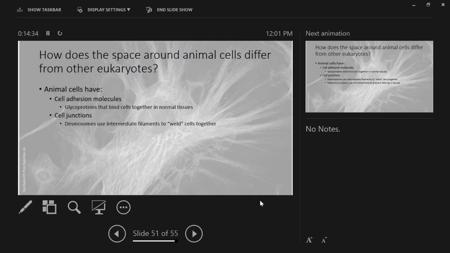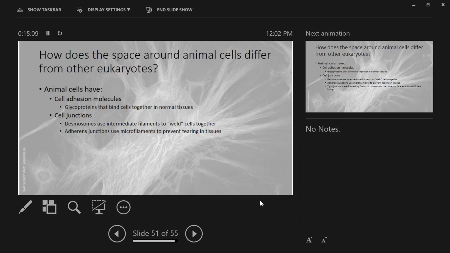You have what are called desmosomes. Desmosomes are a type of adhesion junction, holding cells together really, really well, resisting a great deal of force that would tear them apart. And so one type of adhesion junction is called a desmosome, and it uses intermediate filaments to weld them together. Then you have another type of adhesion junction called adherens junctions, and these use actin. They use microfilaments to do the same thing.